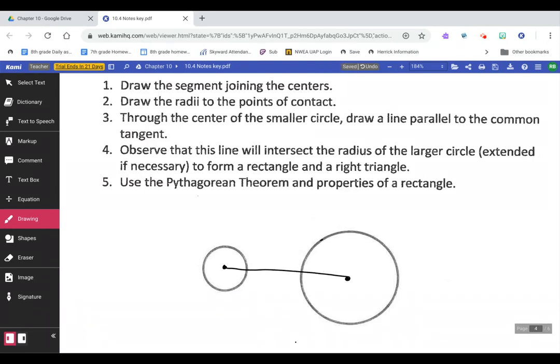Draw the radii to the points of contact. So our points of contact are going to be the points of the common internal tangent. So let's draw that. Common internal tangent. There we go. Now, number 2 said draw the radii to the points of contact. So when we draw radii, remember we want them to be perpendicular to the common internal tangent.